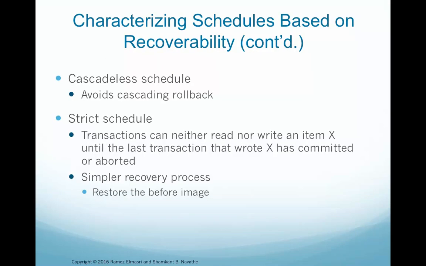So now, cascadeless schedules. Coming up with a schedule where we avoid cascading rollback is one way to do it. Or one could go with a strict schedule, where the transactions can neither read nor write an item X until the last transaction that wrote to that same database element has committed, as in it has completed all of its operations, or it has aborted. So that's a strict schedule. And with a strict schedule, there's an easier, simpler recovery process, because then it's easy to just restore the previous image.